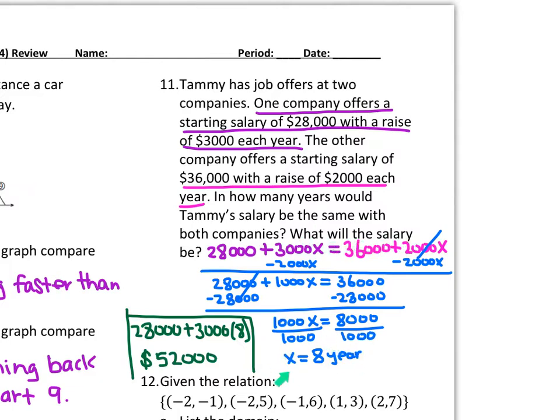So I can take this 8 years, and I can either put it into the purple or into the pink. We're choosing to put it into the purple. So we're going to do 28,000 plus 3,000 times x, which is 8. And here it is, 28,000 plus 3,000 times 8. Once we figure that out, we find that in 8 years, she will be making 52,000 in either company because it's the same in both companies.